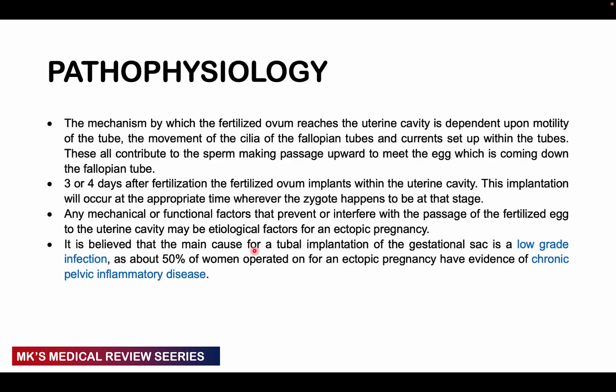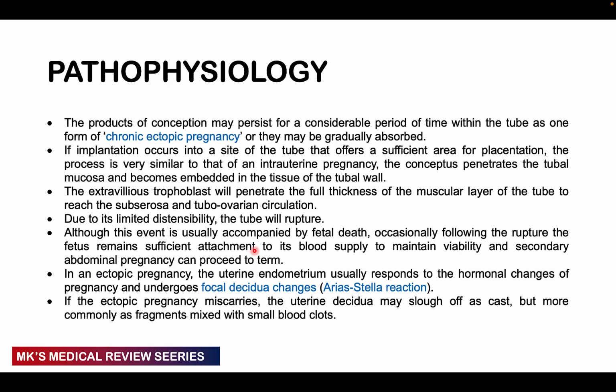So it's actually believed that the main cause of the tubal implantation of this gestational sac is a low-grade infection. In about 50% of the women that have been operated on with ectopic pregnancy, there is some evidence of chronic pelvic inflammatory disease. So you get these products of conception that are going to be persisting for quite a considerable amount of time within the tube as one of the forms of what we call a chronic ectopic pregnancy, or sometimes they gradually do get absorbed.